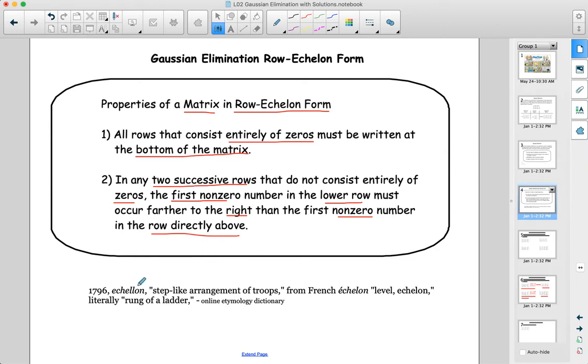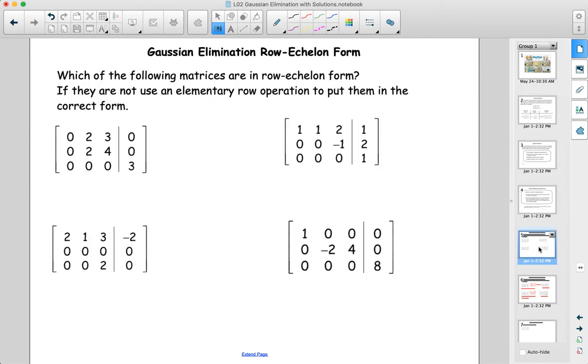And why echelon? It turns out echelon, French, is a step-like arrangement of troops. If you're in echelon form, you would resemble a set of stairs. In French, it literally translates to rung of a ladder, but in the military, it was a step-like arrangement of troops. So something like this, or something like this. That's why this is referred to as row echelon form. So what you're going to do now is think about the following matrices which are in row echelon form. If they aren't, see if you can use an elementary row operation to put them in the correct form.